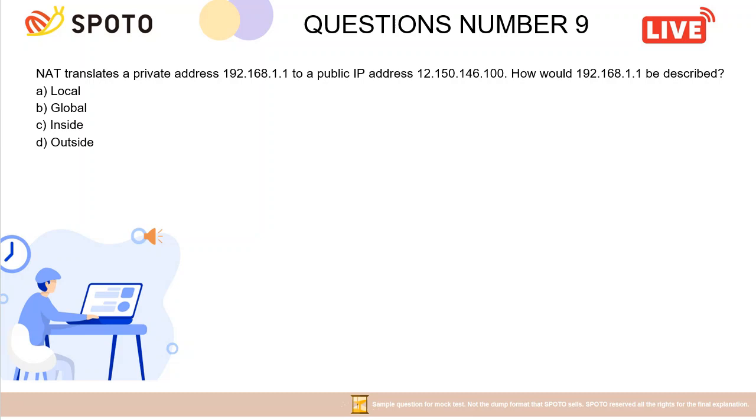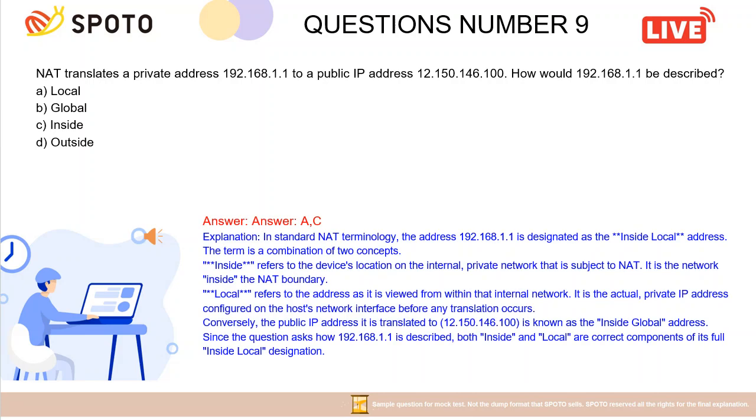Answer, A, C. In standard NAT terminology, the address 192.168.1.1 is designated as the inside local address. The term is a combination of two concepts. Inside refers to the device's location on the internal, private network that is subject to NAT. It is the network inside the NAT boundary. Local refers to the address as it is viewed from within that internal network. It is the actual, private IP address configured on the host's network interface before any translation occurs.